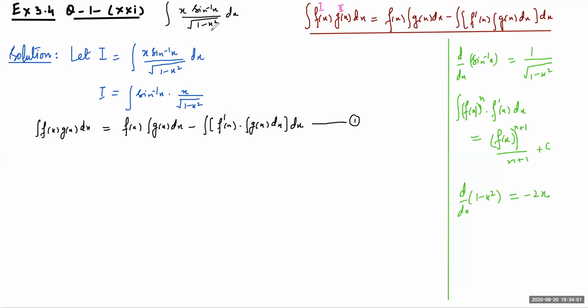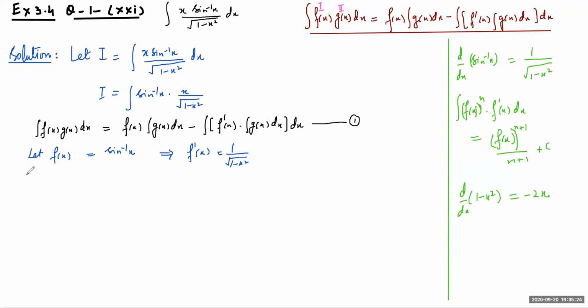And now we are going to specify the functions. Let f(x) equal sine inverse x. So what do we need? We need f(x) and we need f dash x. So we are going to evaluate f dash x from it. It tells us f dash x is equal to the derivative of sine inverse x. We have discussed it here. It is equal to 1 by square root of 1 minus x square.